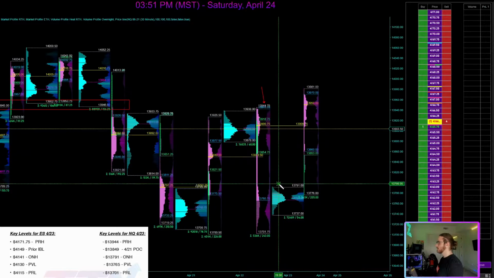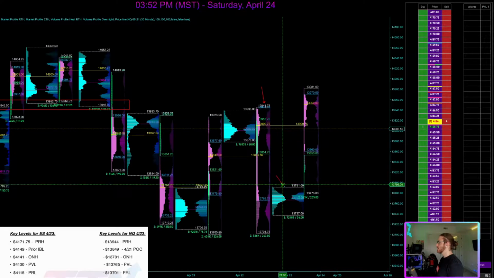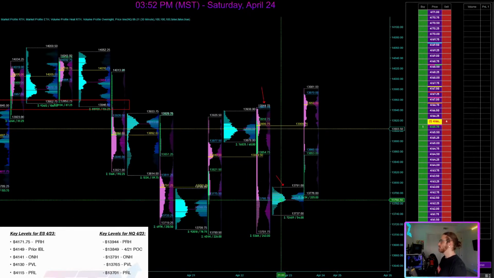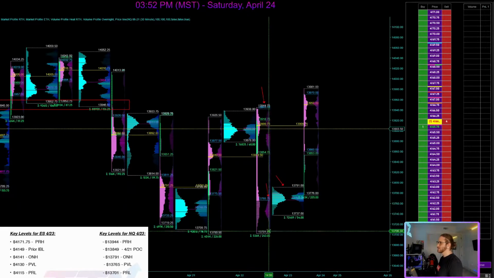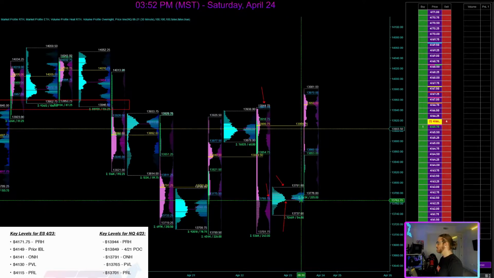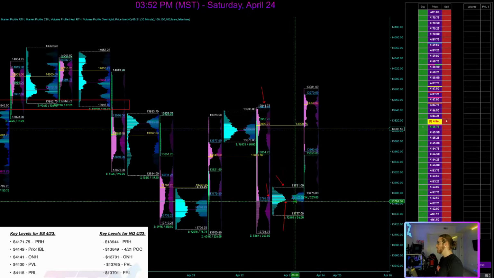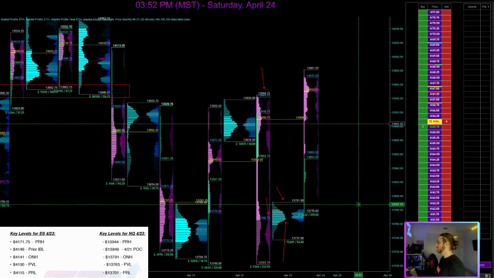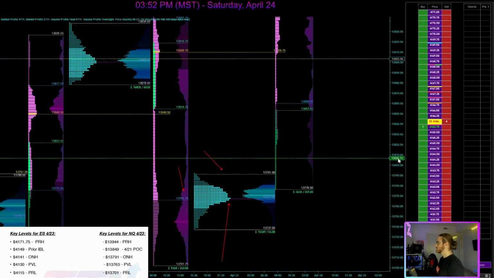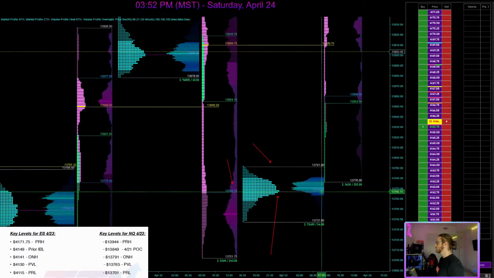And the next level below that, I was looking at the overnight high, again, very similar to ES. And you can see this right here at 13.791. Prior value low was next on the list, and that also coincided with the overnight point of control right around here, 13.765, 13.766. So if I zoom in here, you guys can see this is the point of control right here.